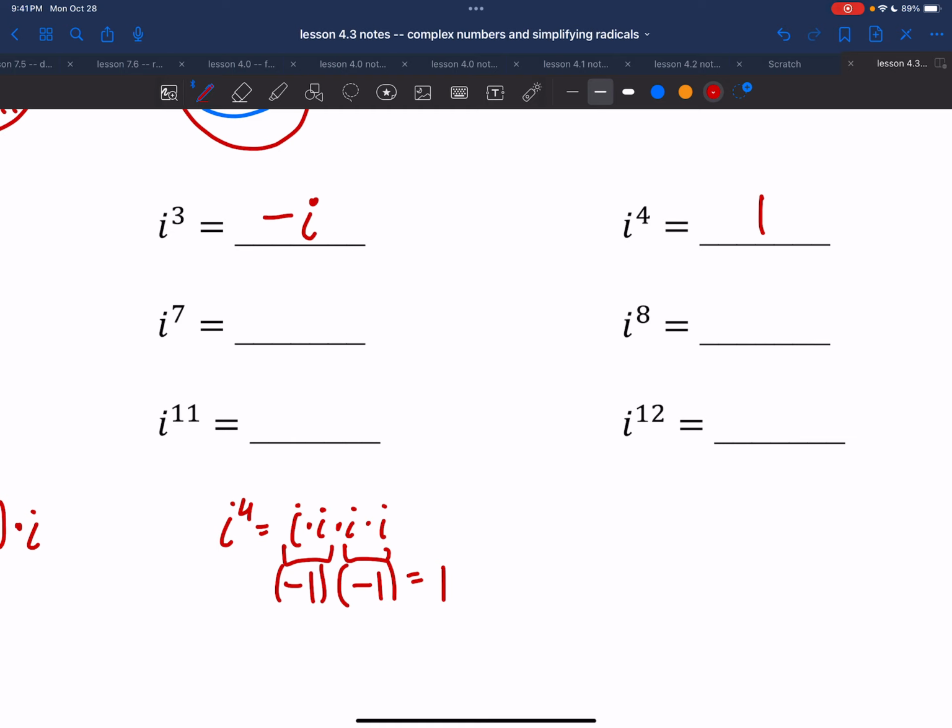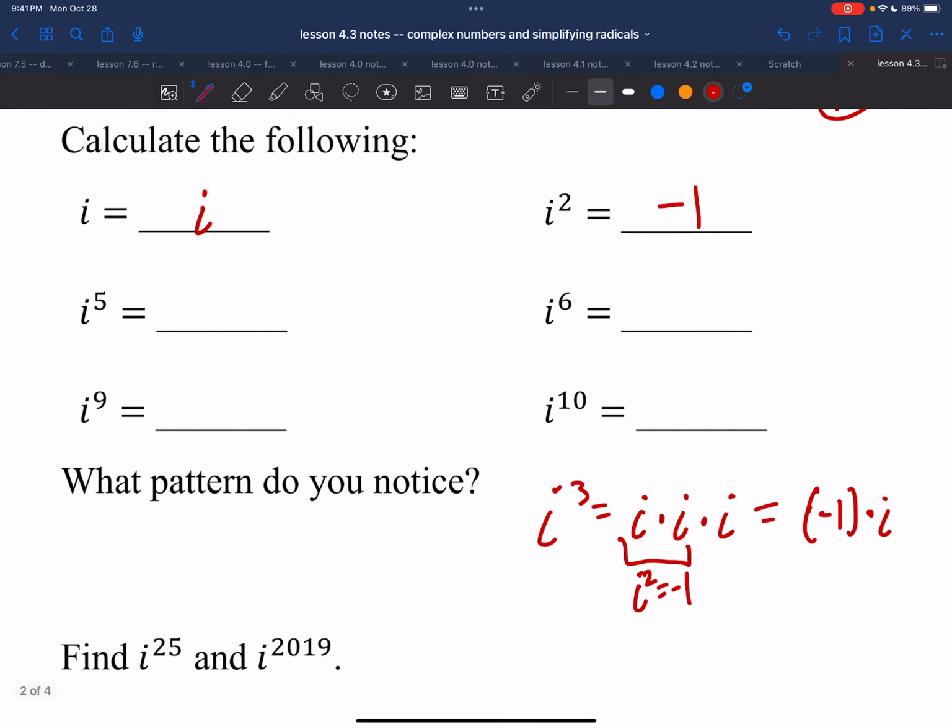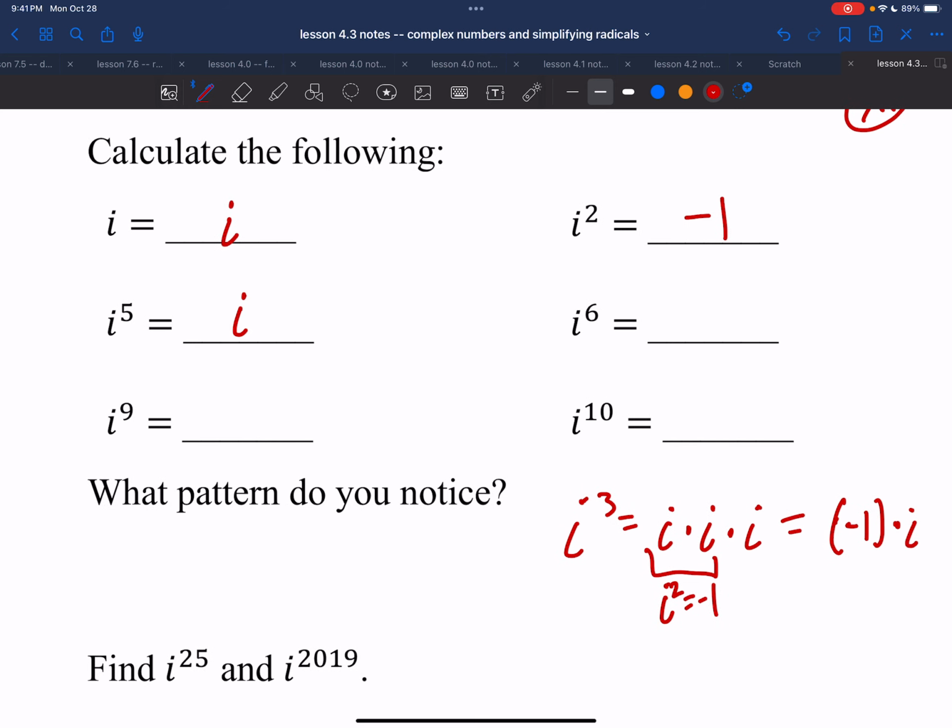Neat. I like this. So then, okay, let's look at i to the 5th. That's i times i times i times i times i. That's 5 of them. But we just talked about 4. 4 i's multiplied are equal to 1. So then this is just 1 times i. Well, then i to the 5th is just i. Ooh. Look at that. We're sort of right back where we started.